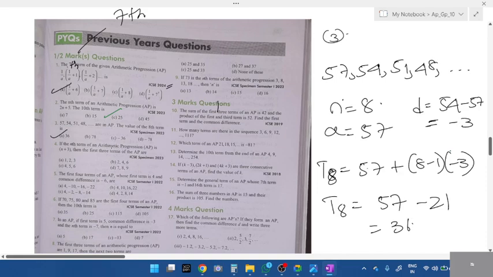This was easy. Even the first one was easy, the second one was easy. The only difference is they had given a variable, students. They didn't give us a constant. A variable was given.